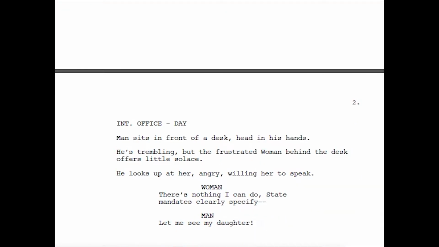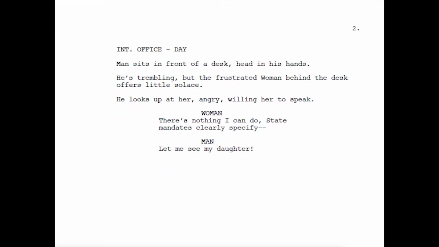Interior, office, day. Man sits in front of a desk, head in his hands. He's trembling, but the frustrated woman behind the desk offers little solace. He looks up at her, angry, willing her to speak. There's nothing I can do. State mandates clearly specify, "Let me see my daughter."